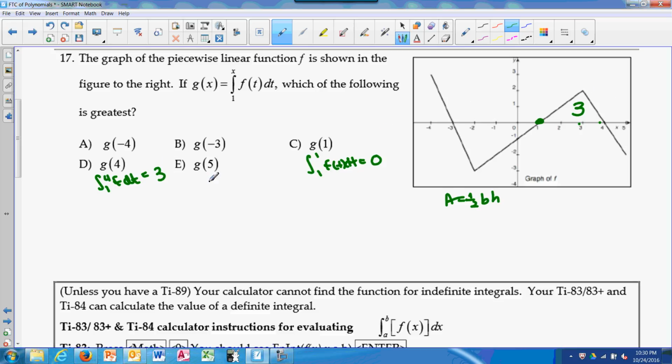Now if I want the area from 1 to 5, that would have to include from 1 all the way over to 5. So this has a height of 2, a base of 1. So again, 1/2 base times height, 1/2 1 times 2 is 1, but it's a loss, a negative 1. So now, going from 1 all the way over to 5, I gain 3, lose 1, I end up with 2.